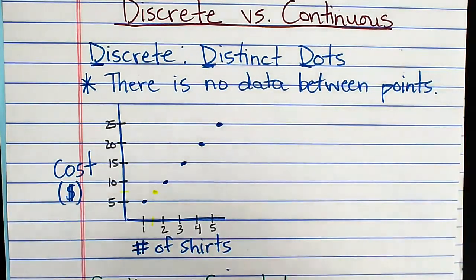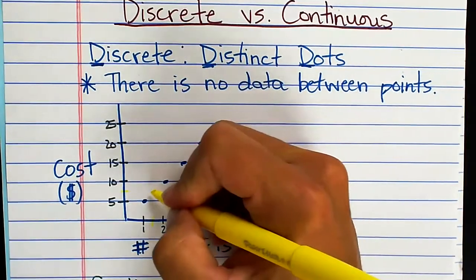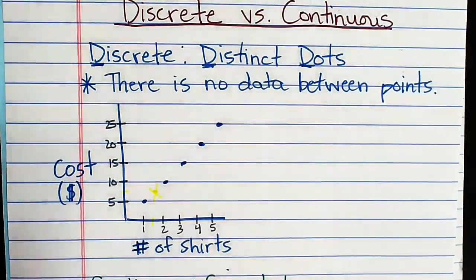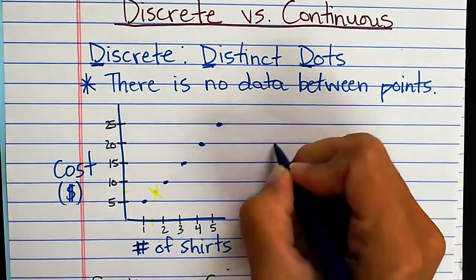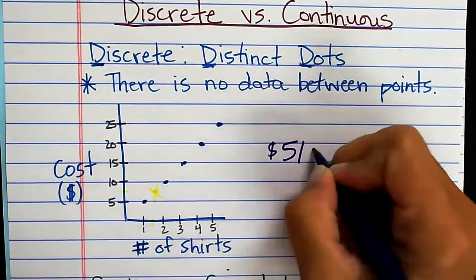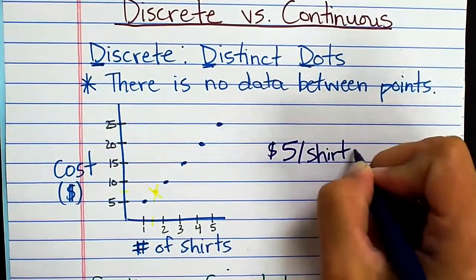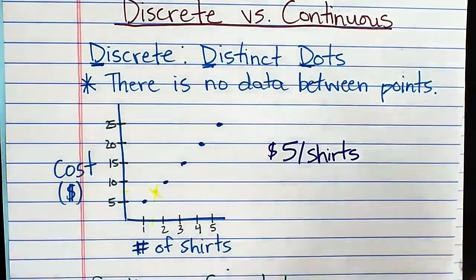And that would be some data that we could look at, except for that, do we buy 1.5 shirts? No. We don't cut shirts in half and buy half of a shirt. So this data is not part of this relation. This relation only consists of buying whole shirts for $5 a piece. Okay? That's important because you will have to determine if data is discrete or continuous. So you need to be able to tell what the difference is and why.